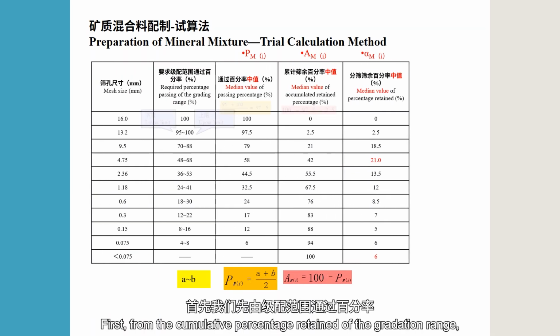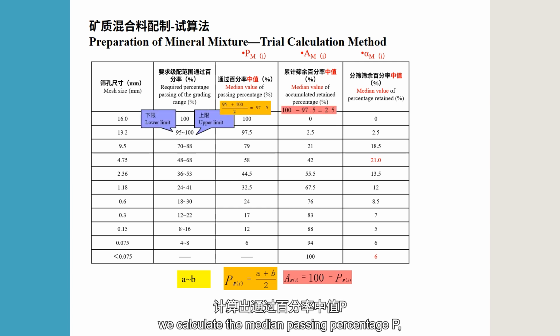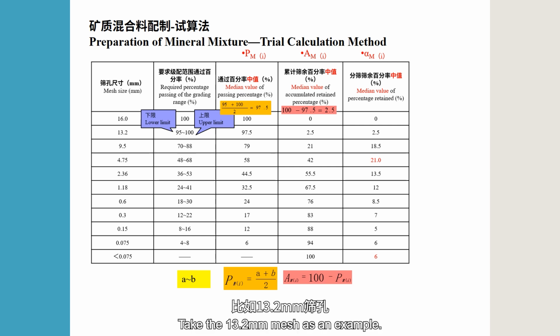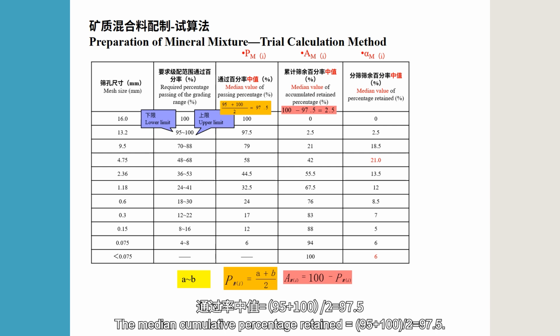First, from the cumulative percentage retained of the gradation range, we calculate the median passing percentage P, equal to the average value of the lower and upper limits of the gradation range. Take the 13.2 mm mesh as an example. The median cumulative percentage retained equals 95 plus 100 divided by 2 equals 97.5.